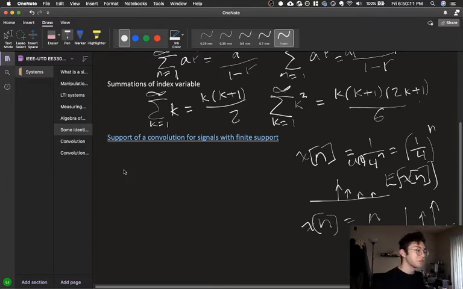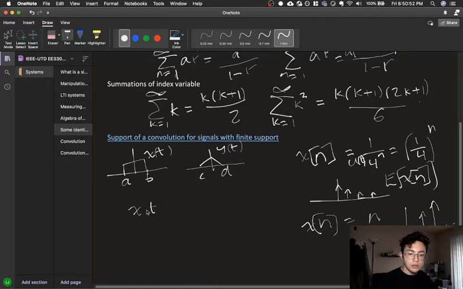Also, a trick that I discovered a little while ago that I'm not sure is taught very often is this theorem from a guy called Titchmarsh, where basically he says that if you have some x of t which has a finite support, ranging from a to b, say, and then some other function y of t, let's make that a triangle, which also has a finite support, from c to d, then the convolution of these two signals, x of t convolved with y of t, is going to have bounds that range from a plus c to b plus d.